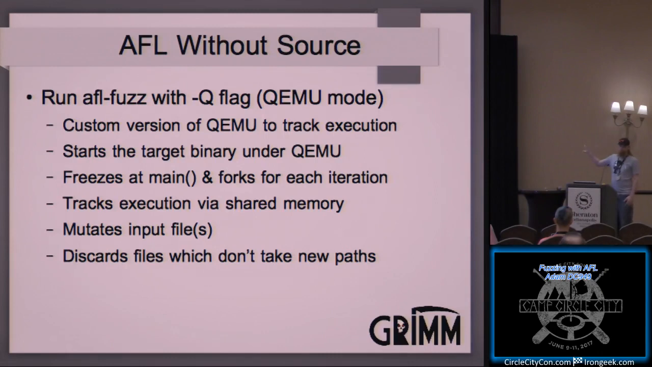So that was all with source. So what if you don't have source? What if you're fuzzing RAR, for example? It's a closed source binary on Linux, does file compression again. If you run it with the -q flag, everything's the same. You don't compile it because there's no compilation step, and you just use the -q flag for running in QEMU mode, and then everything works exactly the same, except it's running in your custom QEMU emulator instead of running natively. So it's a little bit slower, but it does the same fork process. It tracks via shared memory. It's all the exact same stuff.